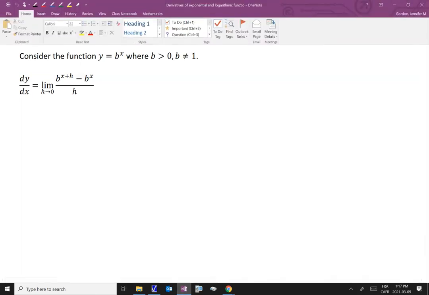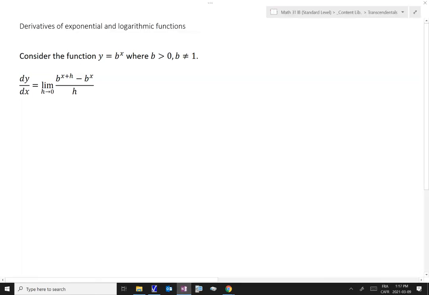Everyone. In this video, we're going to look at the derivatives of some exponential and logarithmic functions, which is going to involve looking at some limits as well. So let's consider an exponential function, y equals some base b to the power of x, and we're going to assume that b is a positive number and that it's not equal to 1. Because if it's equal to 1, then we just have the constant function y equals 1, which isn't very interesting.